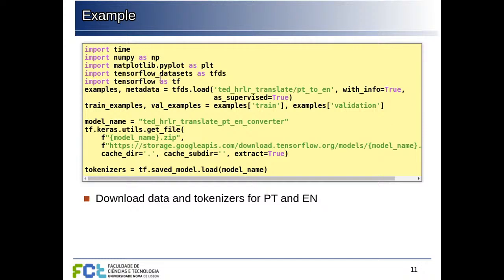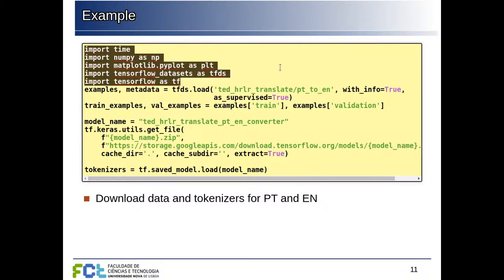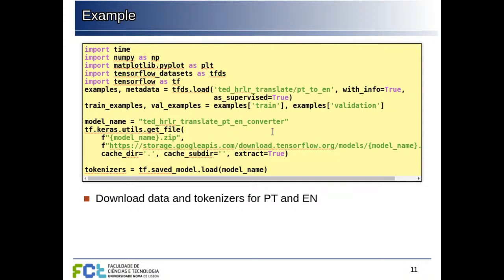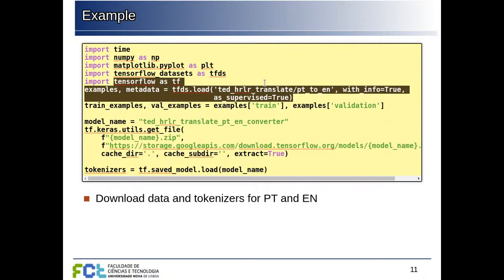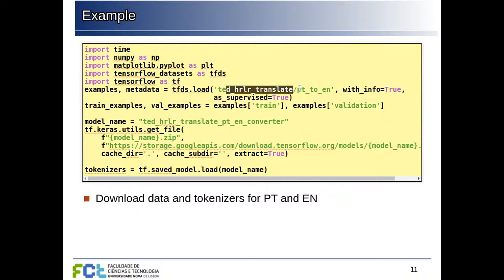Now we can import the libraries that we need. We're going to load this data set for the translation from Portuguese to English. So the first time you do this, you load the data set, it's going to download the data set into your hard drive. It's about 120 megabytes, something like that. But if you run this again and you already have it in cache, it will just load the data.